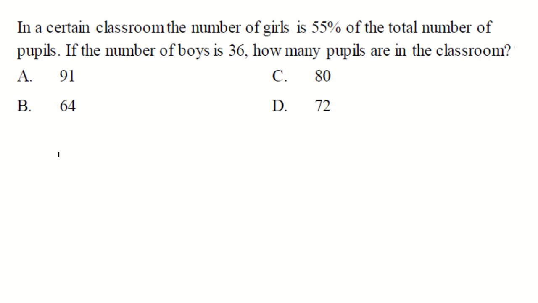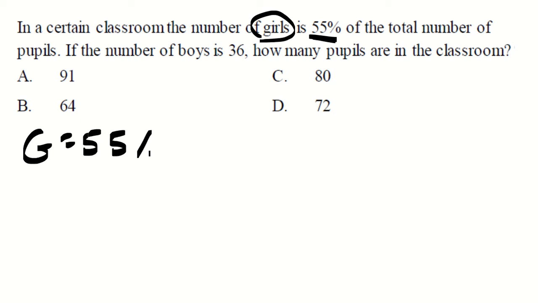The next question. In a certain classroom, the number of girls is 55%. These are the girls, remember. So the girls are 55%, which means immediately the boys percentage should come to our mind, that is 45%, because the total means the boys and the girls together, 100%. So from 100, if you subtract 55, necessarily it will be 45. That is 45% is the boys.